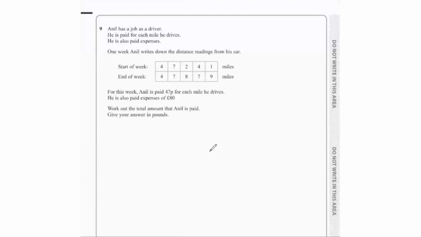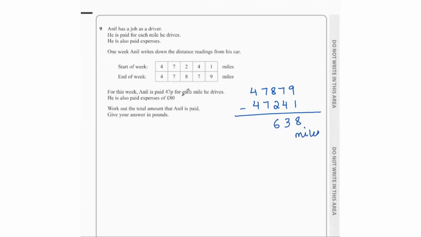So to find the number of miles, we'll subtract the two. So 47,879 minus 47,241. That gives us 638 miles.